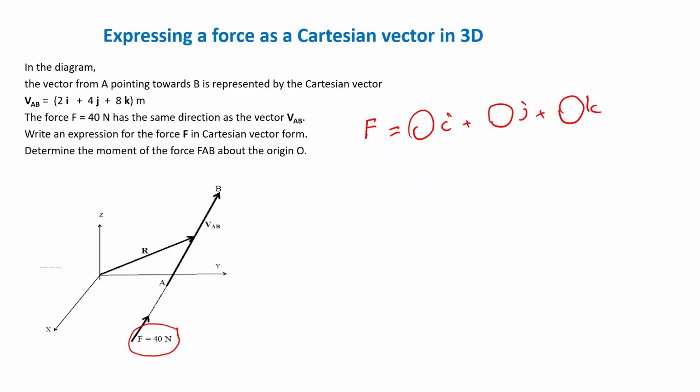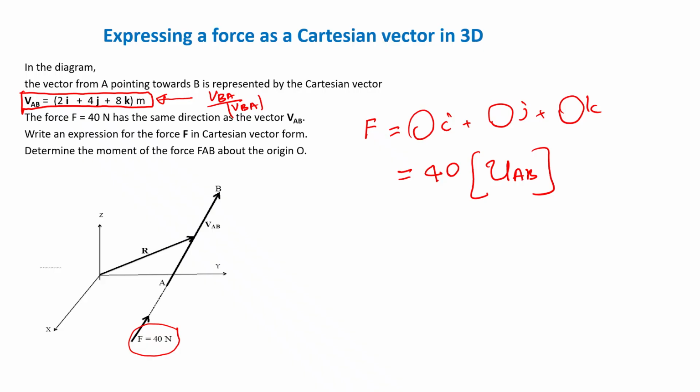The magnitude is 40. So how do you convert it to that? You remember how we do that? You multiply 40 by the unit vector along AB. I already told you how to find the unit vector. This one is given to you, but this is not a unit vector, is it? This is just a vector. So how do you make it a unit vector? You divide this by the magnitude of this.